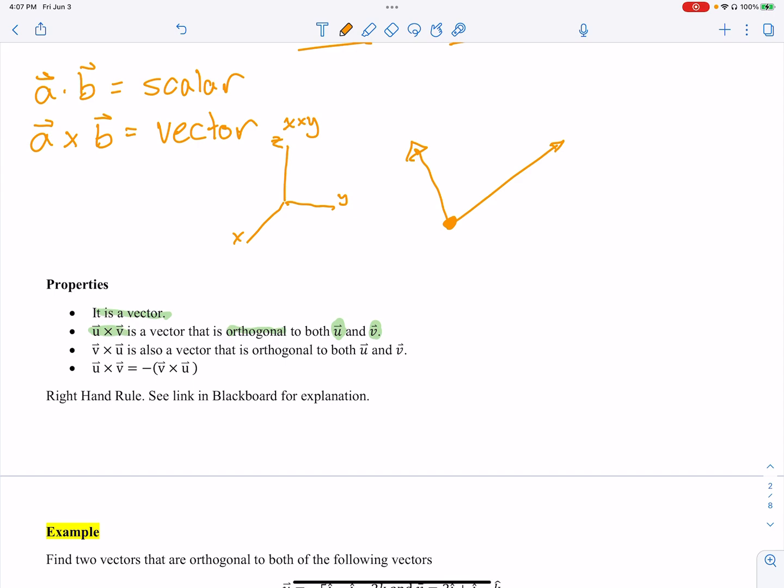Or at least it's part of it. Anyways, we also have the other way around. V cross U is also a vector that's orthogonal to both. So we actually can do both ways and get two different ones. Now, this part is going to save us some work. U cross V is the same thing as V cross U with a negative. It's just the other way around.